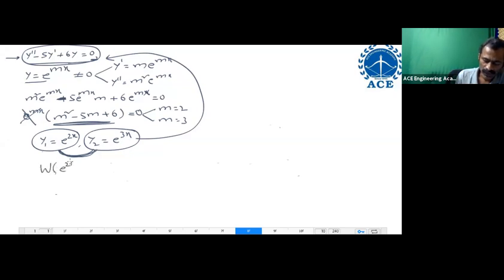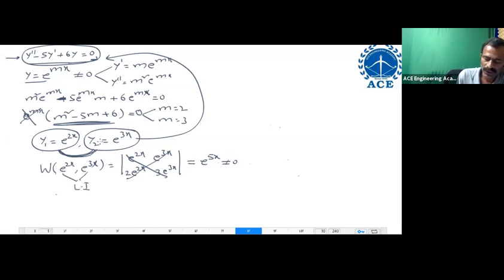W of e power 2x, comma e power 3x equals a second order determinant. Along the first row, the same functions, e power 2x, e power 3x. Along the second row, their derivatives, 2 e power 2x, 3 e power 3x. If we do the cross multiplication, that is product of diagonal minus product of non-diagonal, 3 e power 5x minus 2 e power 5x, that is e power 5x. Again, the output is exponential. This is not equal to 0 for all x. So the Wronskian is not equal to 0, which means the two functions are linearly independent.